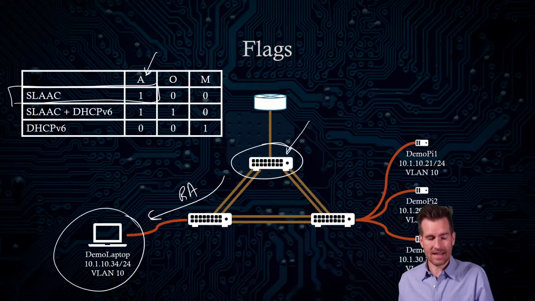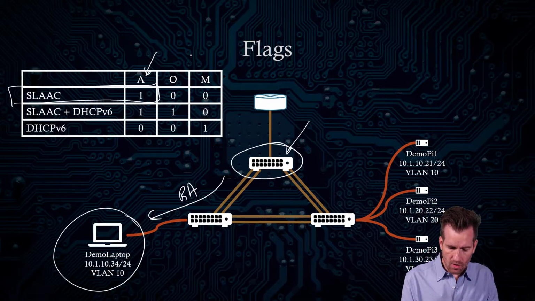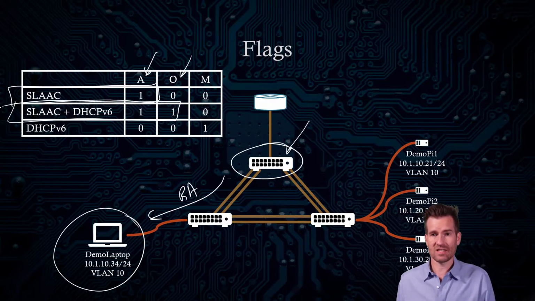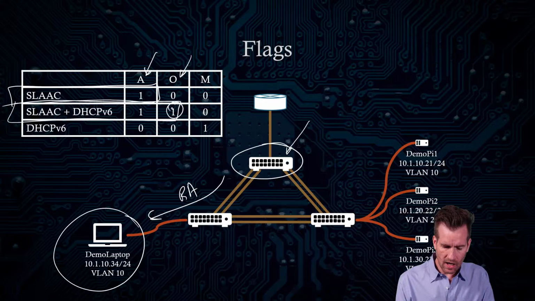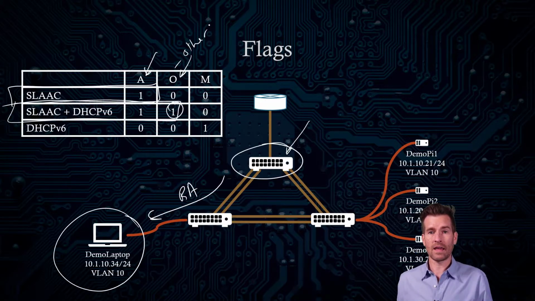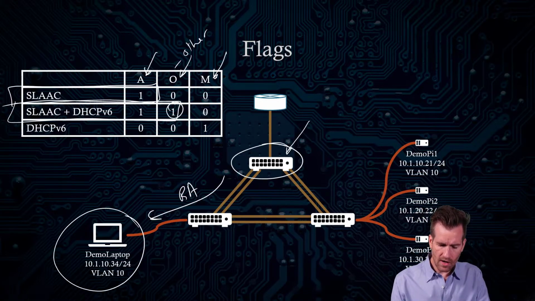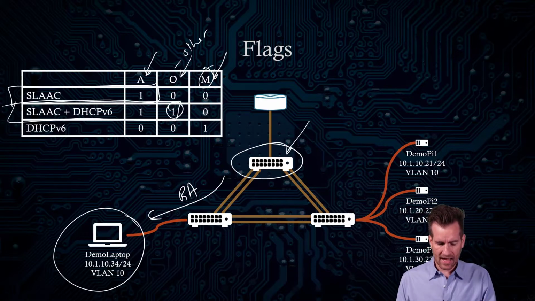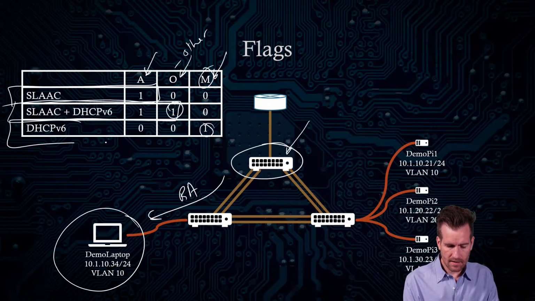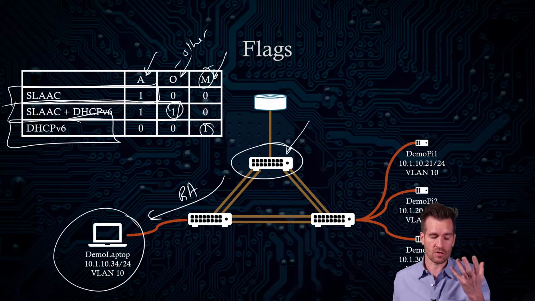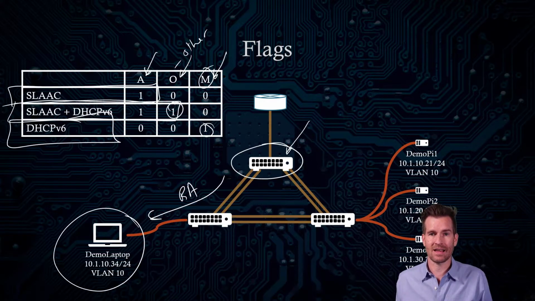It is stateless. Or what we could do is set it to SLAAC plus DHCP version 6. So we are going to turn on the other flag, so that it will reach out to a DHCP version 6 server to get some additional information. I'll also show you how to turn on the managed flag, so that we turn DHCP version 6 on, and then it would actually reach out to a DHCP version 6 server to get its IP address as well.